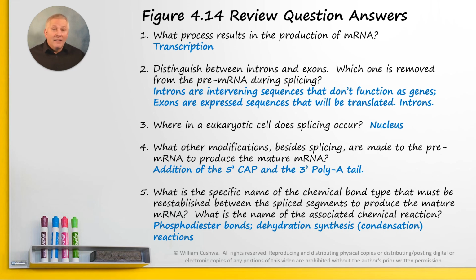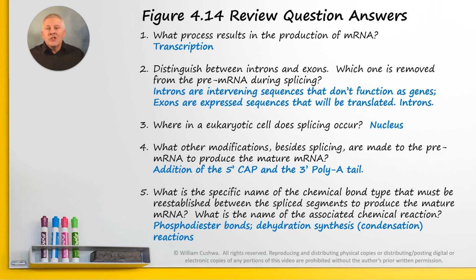So welcome back. Let's take a look at the questions and their correct answers. Question number 1, what process results in the production of mRNA? The answer is transcription. Question 2, distinguish between introns and exons. Which one of them is removed from the pre-mRNA or the immature mRNA during splicing?